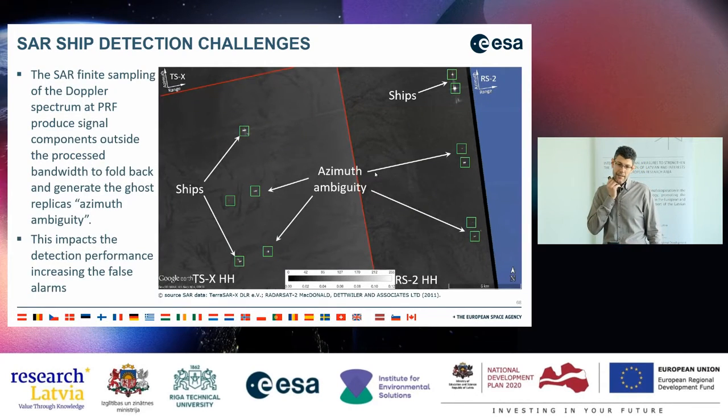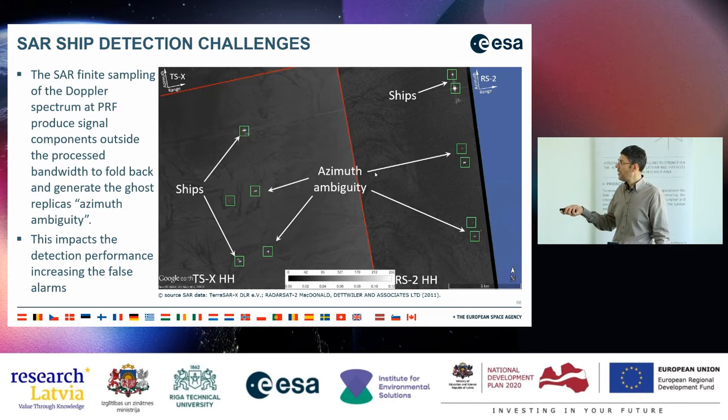Another problem is the so-called azimuth ambiguity, or ghosts. It's a tough topic, but basically, because the SAR is sampling the Doppler spectrum in a finite way, the signals that are outside the processed bandwidth fall inside the processed bandwidth. So, to say it very simply, you basically have real ships and ghosts. These are like artifacts that you can have inside the image.